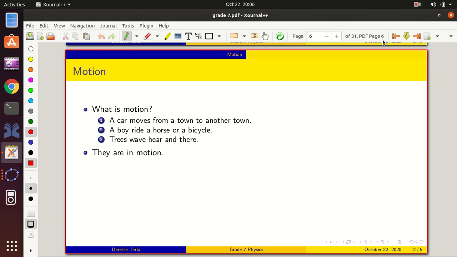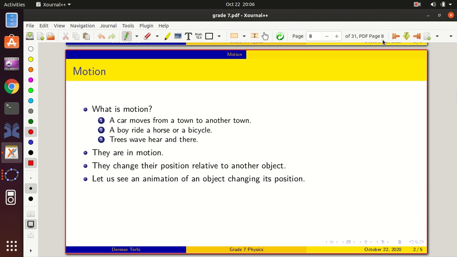All these objects, the boy, the car, and the trees, are in motion. They change their position relative to another object. For example, the car moves from a town to another town, which means the car is moving relative to the town. A boy rides a horse or a bicycle relative to his house or his school. Trees also wave here and there relative to some object.